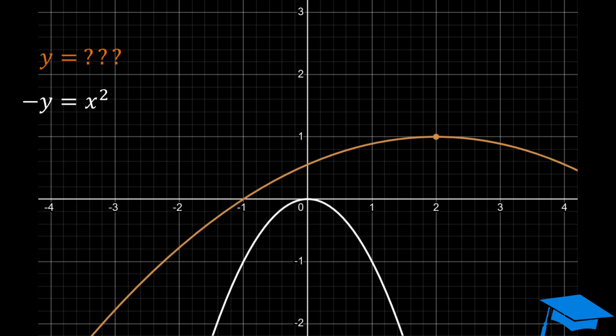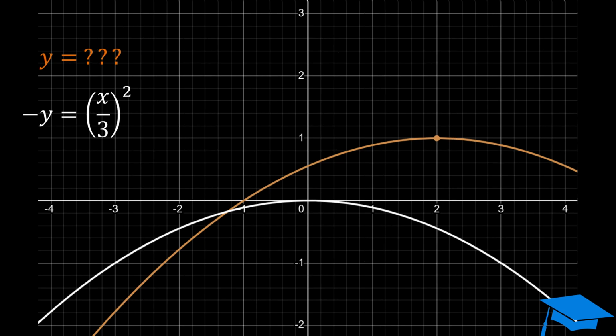Before translating it, observe that our current parabola is much narrower than the given one, so we apply a horizontal dilation. As you can see from the scale on the axis, the given parabola is 3 times wider, so we replace x with x divided by 3. Now the parabolas seem to overlap.